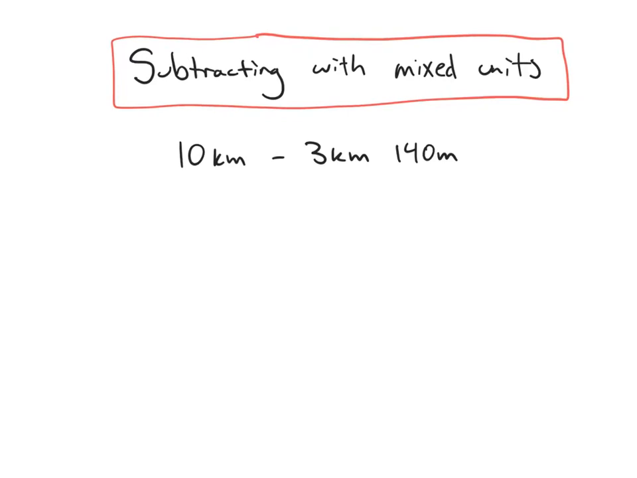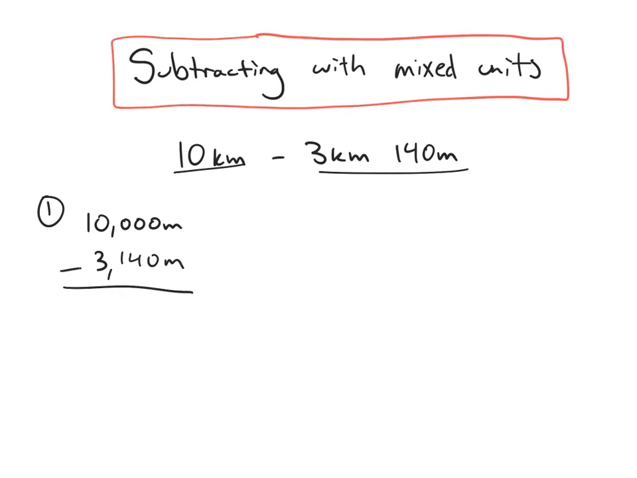We can actually use two similar strategies when we're subtracting mixed units. The first one, we can convert these mixed units to the same smaller unit. So I'm going to convert all of these measurements into just meters. So 10 kilometers is equal to 10,000 meters. And 3 kilometers, 140 meters is equal to 3,140 meters. So now I'm essentially just solving this as a standard algorithm problem for subtraction.